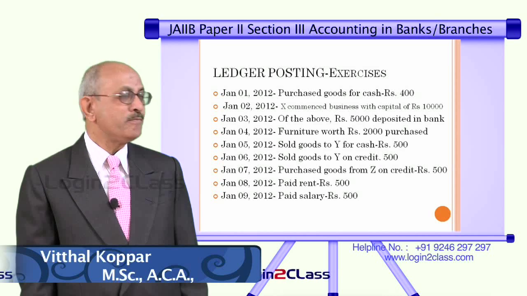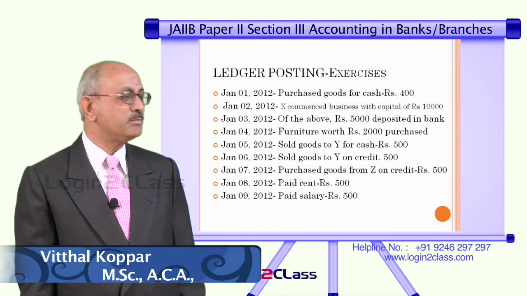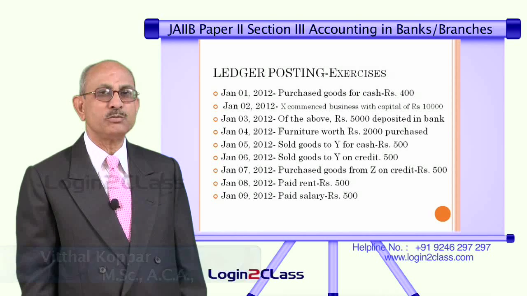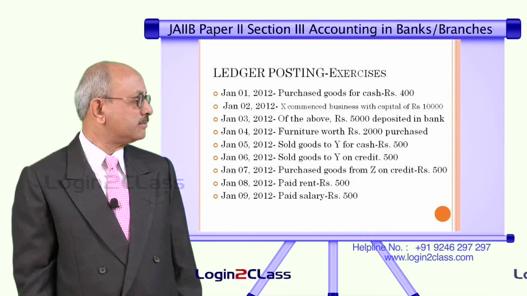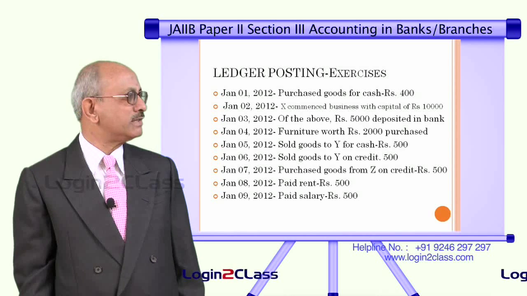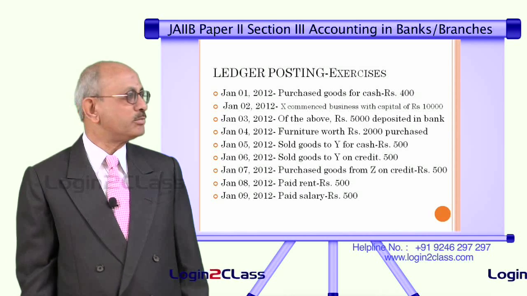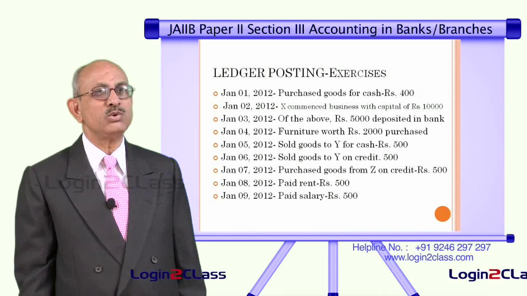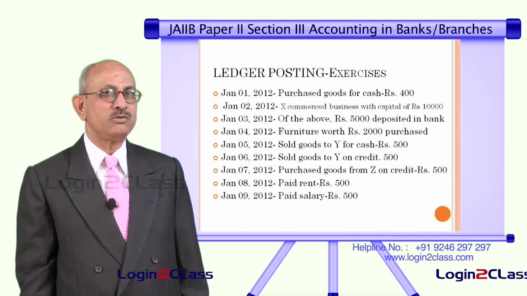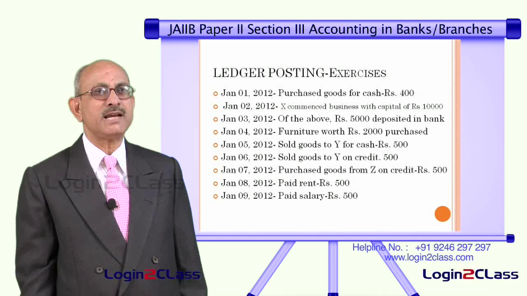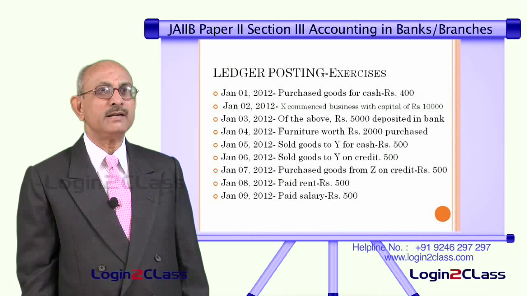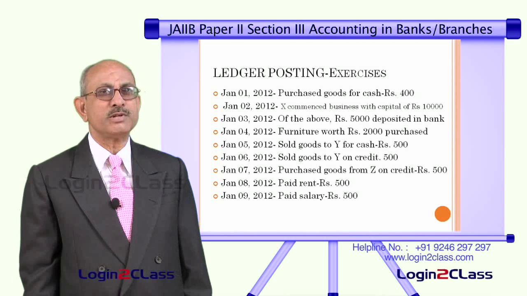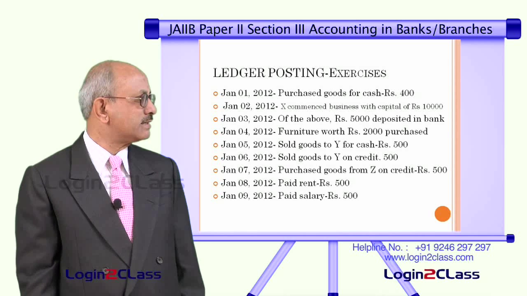For example, we talk about the first entry, purchase goods for cash at rupees 400. So what is the journal entry we had passed? We had passed the journal entry as purchases account debit and cash account credit with 400 rupees. So there are two accounts here which get affected. One is the purchases account, the other is the cash account. So one leg of the transaction will go to purchases account, another leg of the transaction will go to cash account.